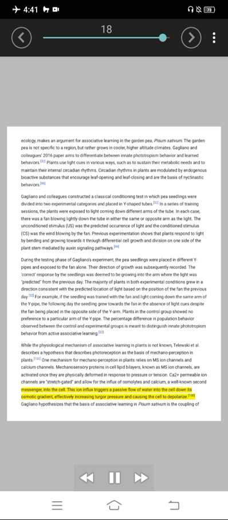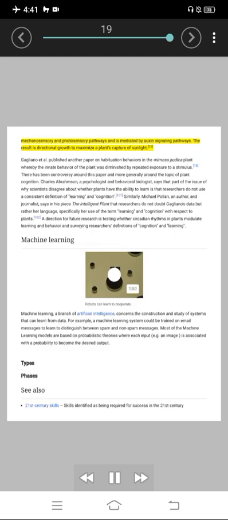This ion influx triggers a passive flow of water into the cell down its osmotic gradient, effectively increasing turgor pressure and causing the cell to depolarize. Gagliano hypothesizes that the basis of associative learning in Pisum sativum is the coupling of mechanosensory and photosensory pathways and is mediated by auxin signaling pathways. The result is directional growth to maximize a plant's capture of sunlight.